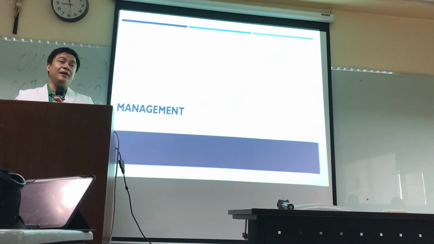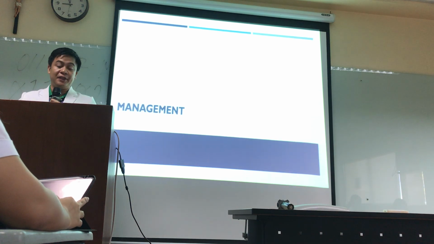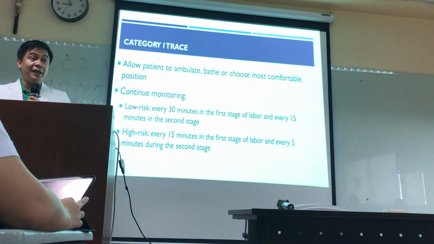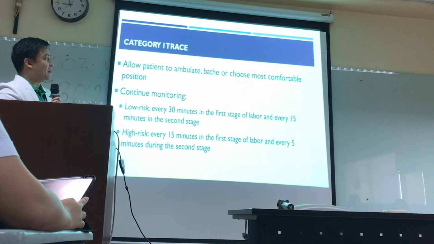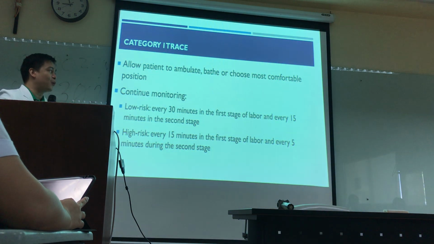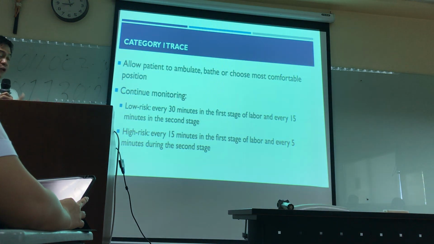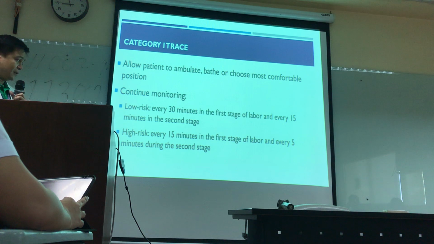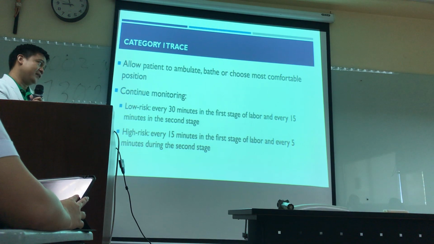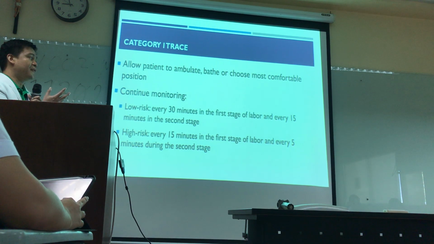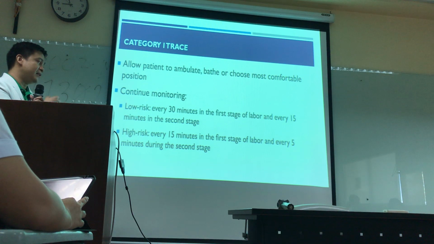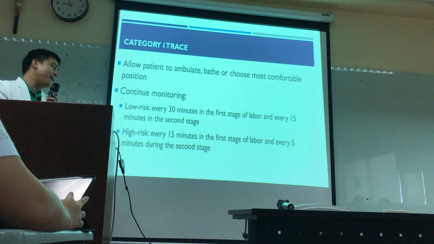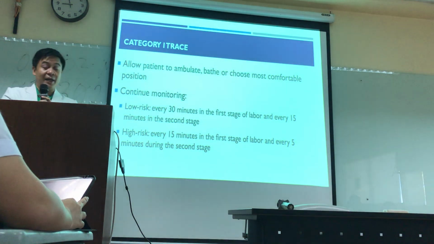So how do we manage patients depending on the category of their traces? Okay, so for your category 1 trace, that's normal, correct? So you allow the patient to ambulate, to bathe, or choose more comfortable position. So there should be no intervention necessary. And then you have to continue monitoring as mentioned earlier. So for low risk, every 30 minutes during the first stage of labor and every 15 minutes in the second stage. For high-risk patients, every 15 minutes in the first stage of labor and every 5 minutes during the second stage.